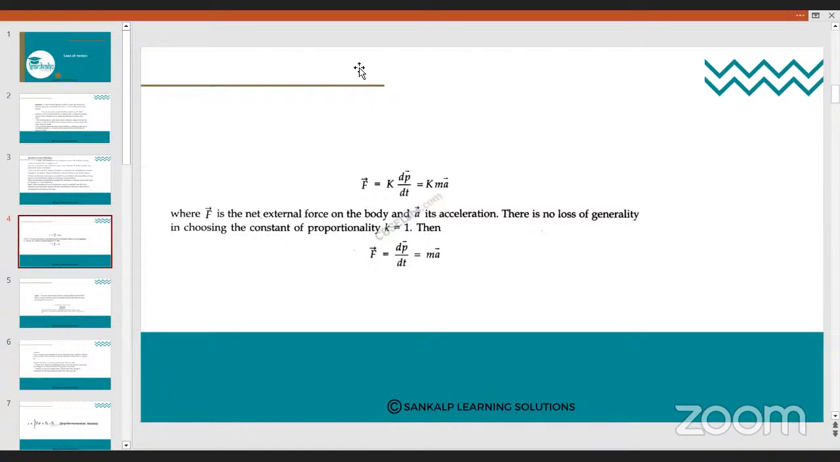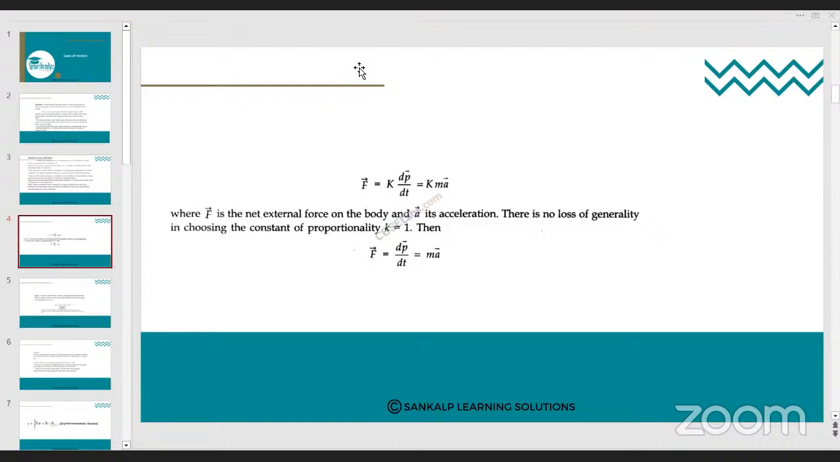You know the second law is also called the law of acceleration. According to the statement, the force applied is directly proportional to the rate of change of momentum. So we must know what momentum is. So momentum is equal to, can anyone tell the formula?